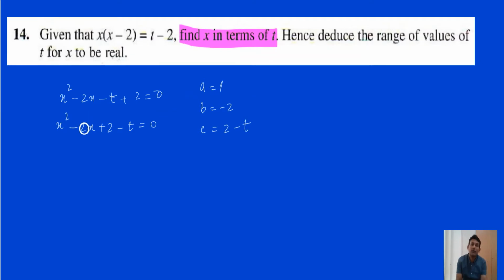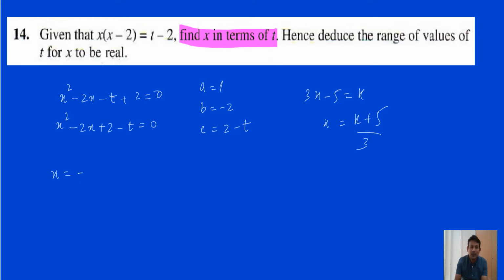Making x the subject of a quadratic equation is not easy. When you have a linear equation like 3x minus 5 is equal to k, you can make x the subject: k plus 5, and this 3 will divide. This is very easy. Making the subject in a quadratic equation is also simple: you have to use the quadratic formula.